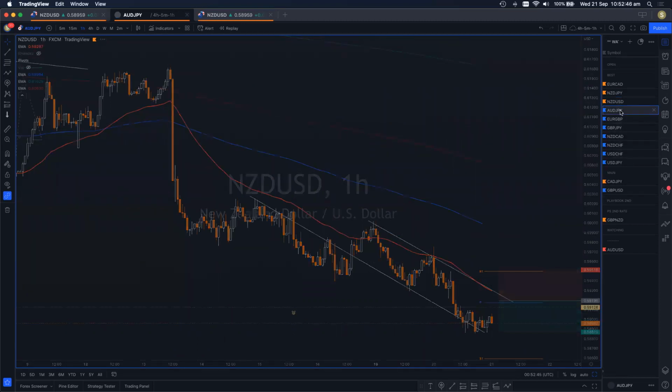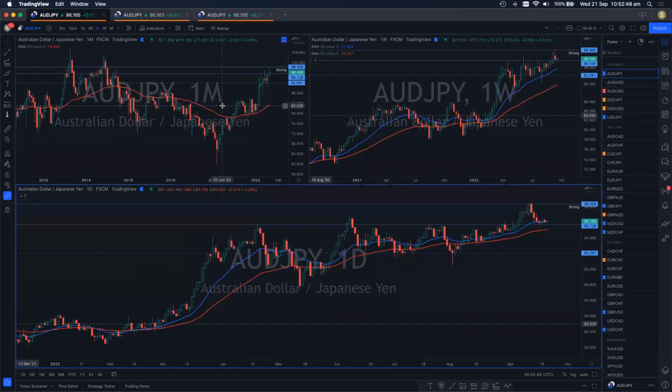A few ones that might set up soon. We'll have a quick look at those. Aussie Yen. Aussie showing some strength. Yen is showing a bit of strength sometimes. So is this the end of the yen strength? Are we going to go up from here or are we going to go down? That's a good question. Nothing too obvious from here.